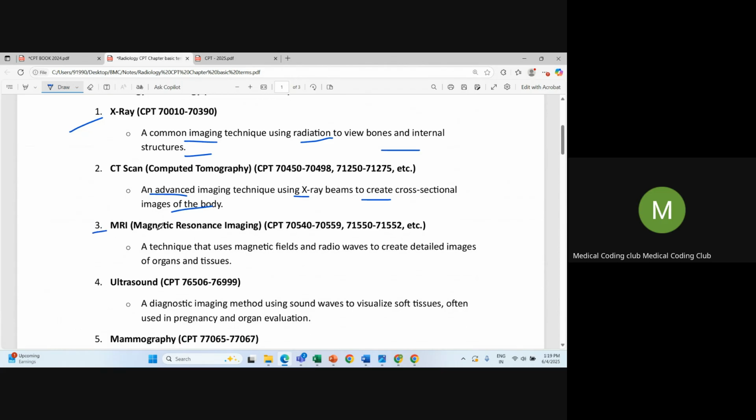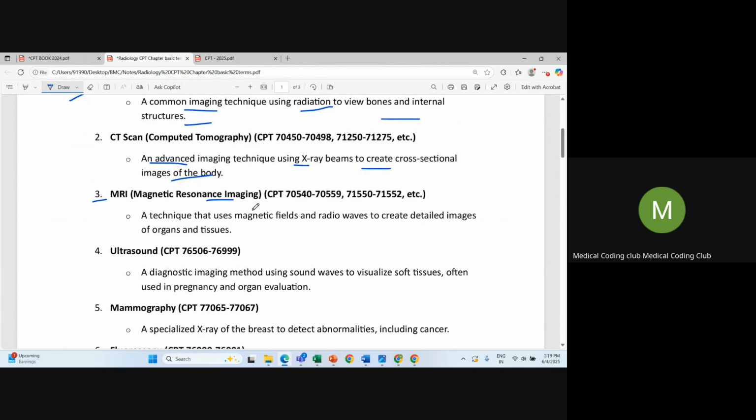Next is MRI, magnetic resonance imaging. This is a technique that uses a magnetic field and radio waves to create a detailed image of the organ and tissue. Okay, so unlike X-ray, MRI uses a magnetic field and radio waves. Okay, but there is no radiation here. They are only using magnetic field and radio waves.